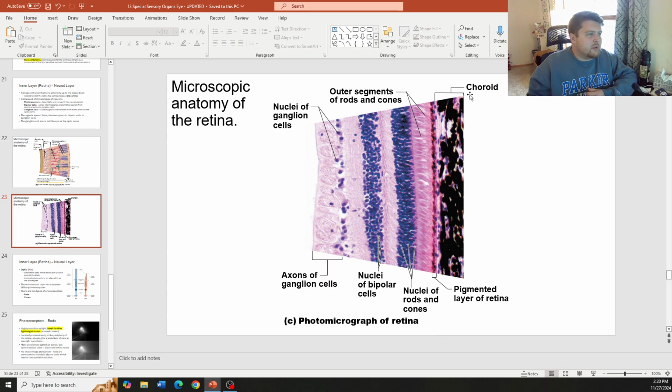Here's the microscopic anatomy. This is what it looks like. We have the choroid, pigmented layer, rods and cones. This whole layer right here is the rods and cone layer. And then the bipolar cells, and then those ganglion cells.